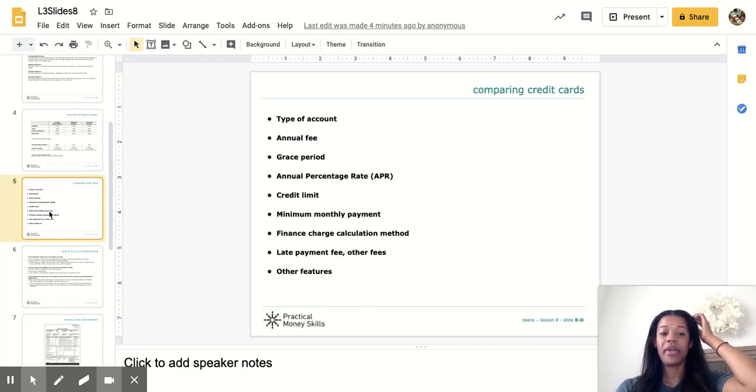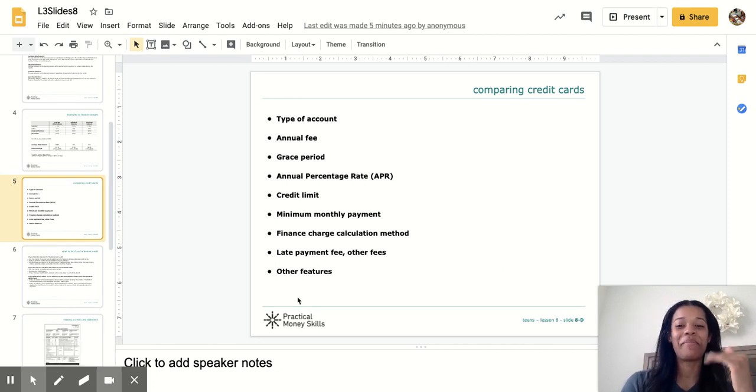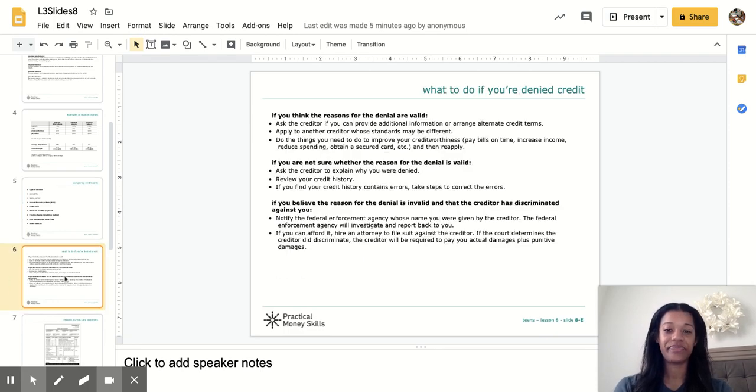So, comparing credit cards, you need to look at the type of the account, the annual fee, the grace period, the APR, which is the annual percentage rate you're paying, the credit limit, minimum monthly payment, right? So, how much do you need to pay monthly? Okay. So maybe it says, well, at the very least, your bill is going to be $100 a month. Finance charge calculation method, late payment fee, other fees, and other features.